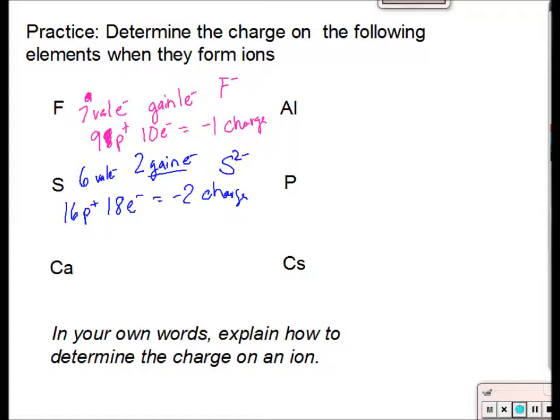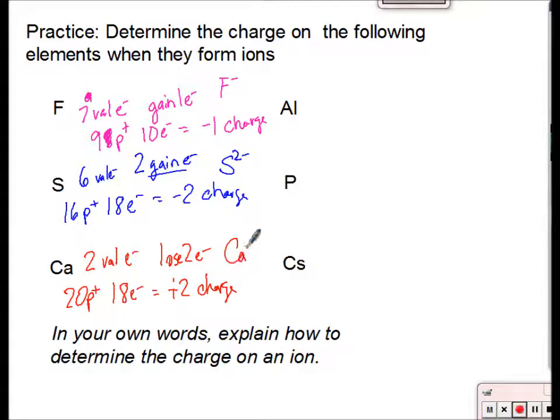Calcium has 2 valence electrons. Now we said if you have 2, in order to get to 8, I can either gain 6 or I can lose 2 and drop to a lower energy level. Again, it's not going to gain 6, it's going to lose. So this one is going to lose 2 electrons. Calcium started with 20 protons. It started with 20 electrons, but it lost 2 of them to go to 18 electrons, which means I have a +2 charge. So I write this as Ca2+.